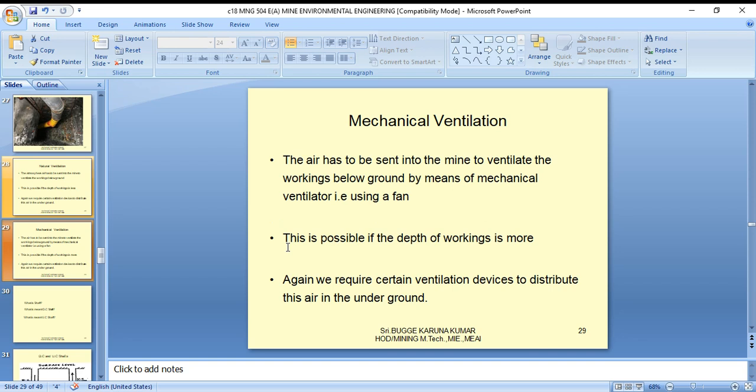The air has to be sent to the mine to ventilate the workings below ground by means of mechanical ventilation, by using a fan. This is possible if the depth of the working is more. Again, we require certain ventilation devices to distribute the air in the underground also.